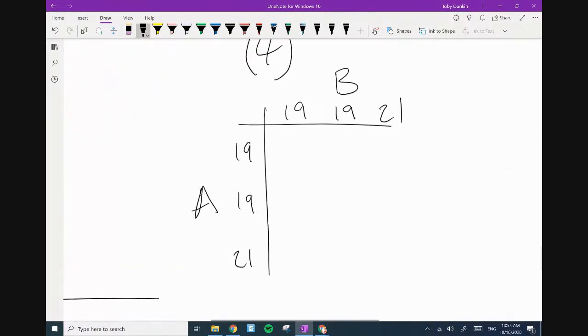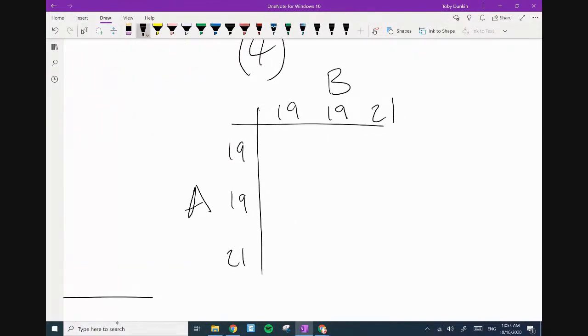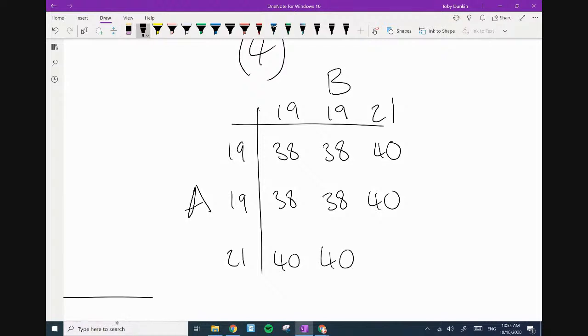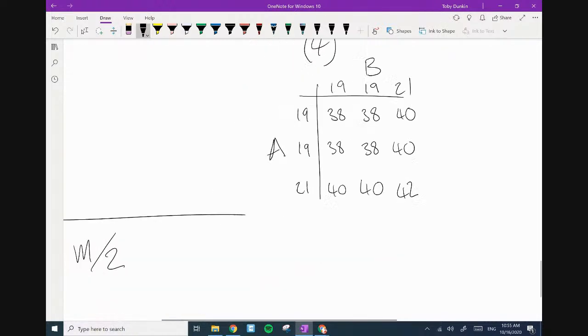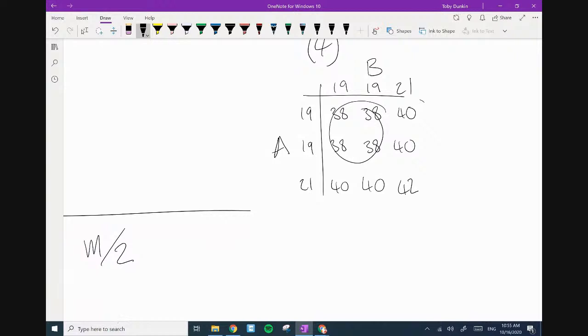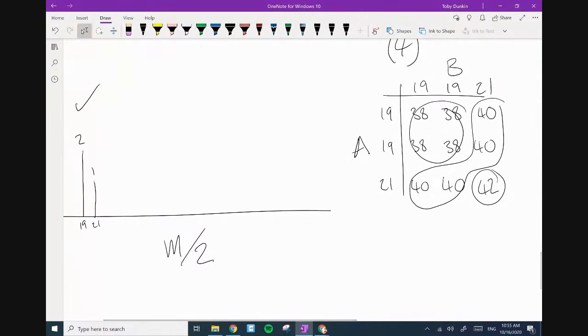Okay, 21. Right, now we just have to put them together. So that's going to be 38, 38, and 40. 19, yeah, 40. And then we're going to have 38, 38, and 40. Then we're going to have 40, 40, and 42. Right, so my ratios are 4 to 4 to 1.